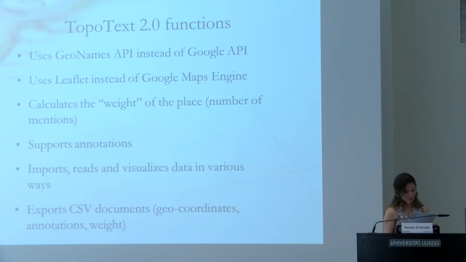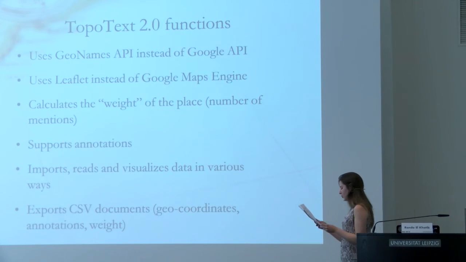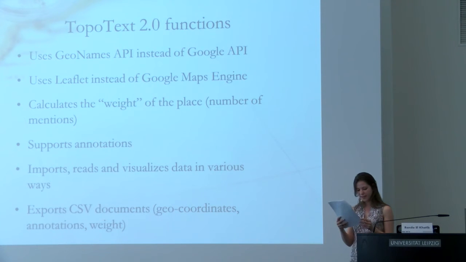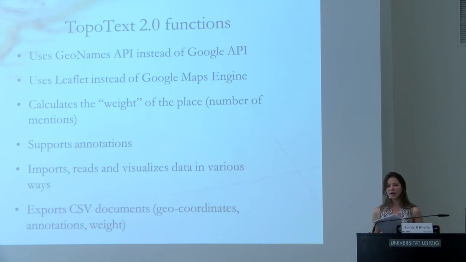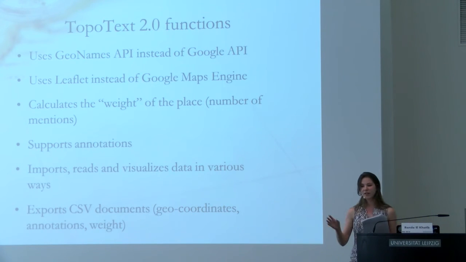And I think this is finally, and very importantly, TopoText 2.0 exports all the automatically geoparsed data, including the place names, their geocoordinates, and all the other attributes into a separate CSV file. So everything that has been parsed, you can just export and reuse on other platforms based on what you want.